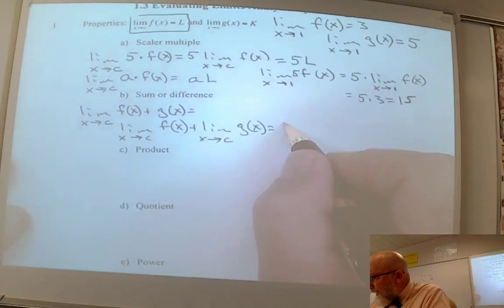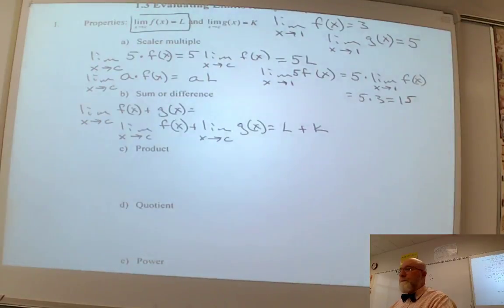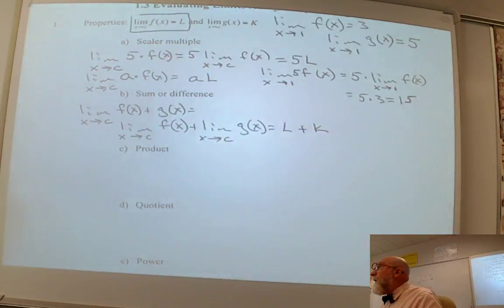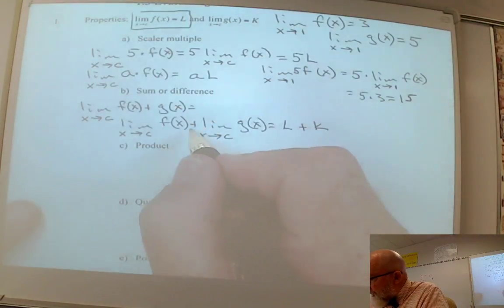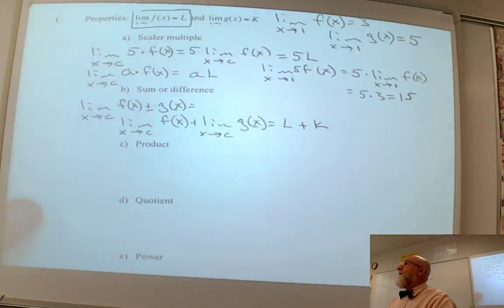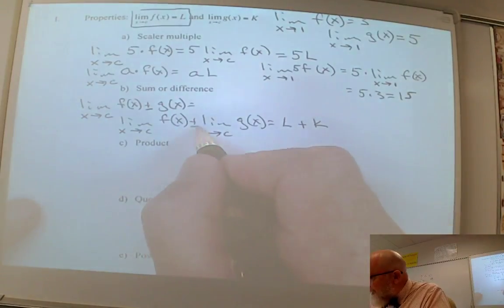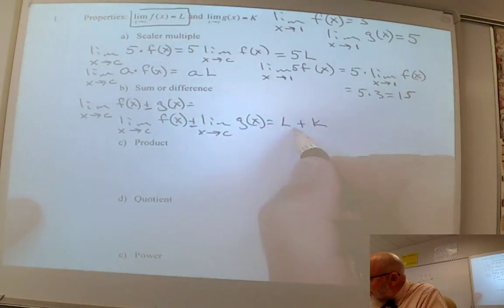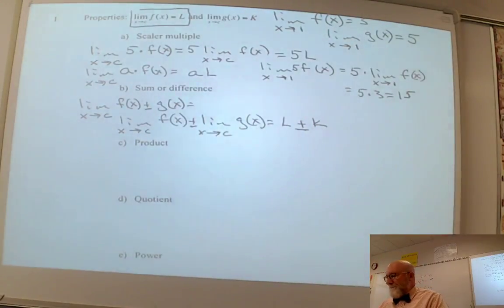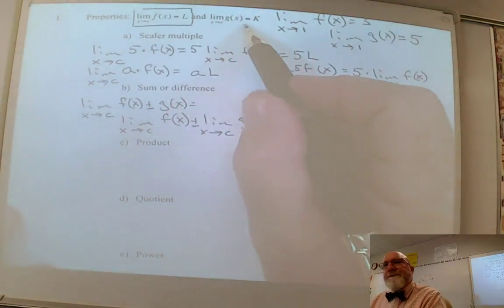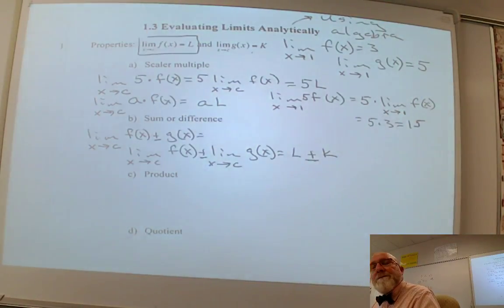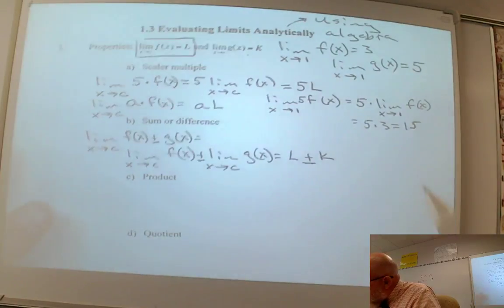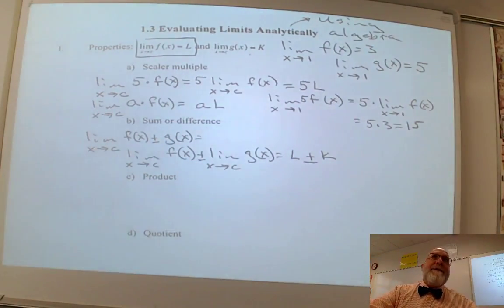And I'm going to get L plus K. That's a sum, right? You know how I do a difference? I put a minus sign here, and then I put a minus sign here, and then I put a minus sign here. Up here. All right? So they have to tell you that kind of stuff ahead of time, okay?